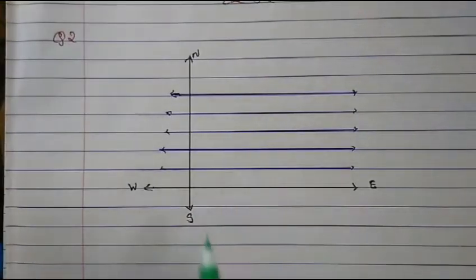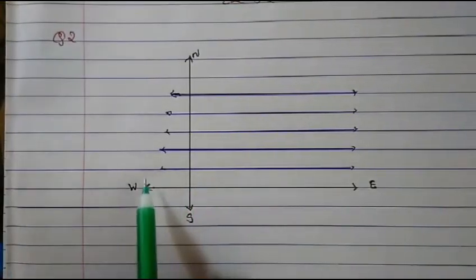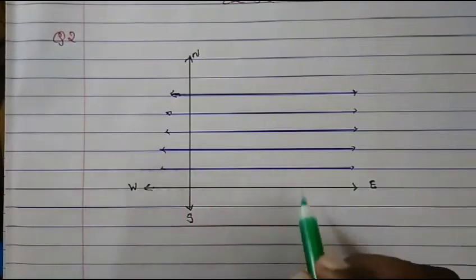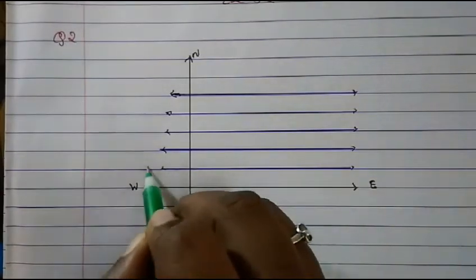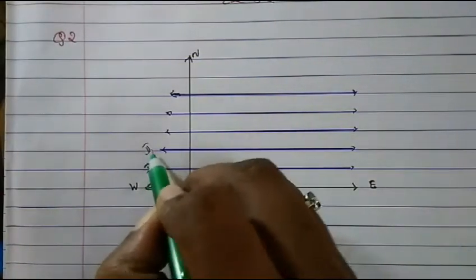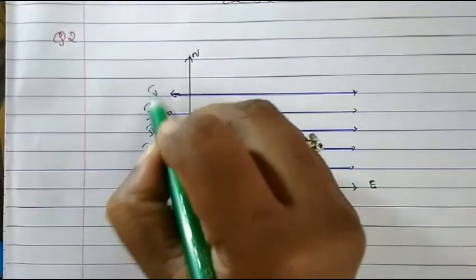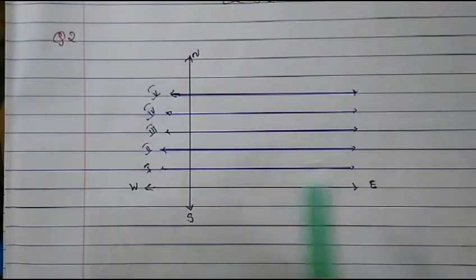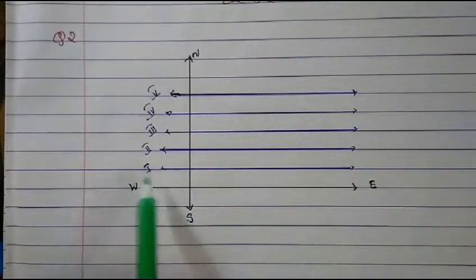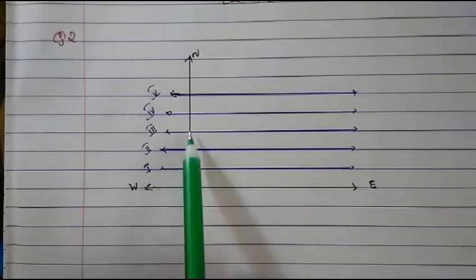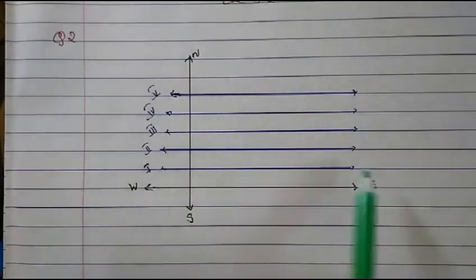So I have drawn the 5 streets towards east-west direction. So this will be street 1, street 2, street 3, street 4 and street 5. These are in east-west direction. You can see west-east or east-west direction. So these are 5 streets, 1, 2, 3, 4, 5 in east-west direction.